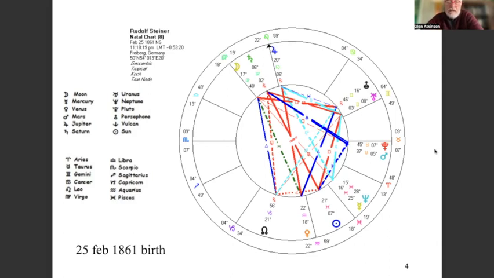So what we're looking at in this picture here is Rudolf Steiner's birth chart for the 25th of February, 1861. I do believe this is the appropriate birth chart, not the 27th. However, this chart does come with its own difficulties. Not much changes in the 2 days.